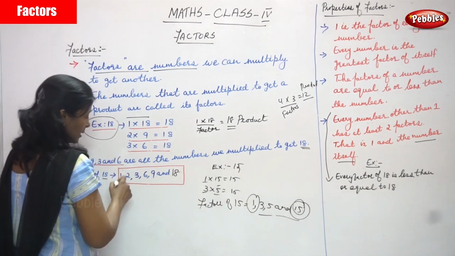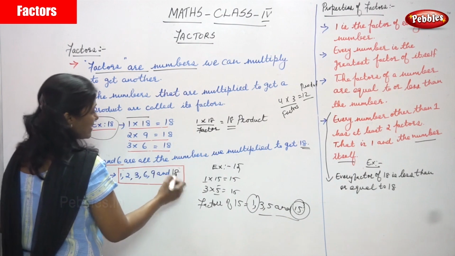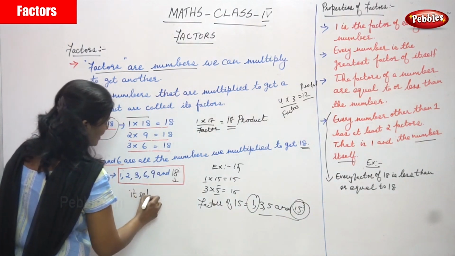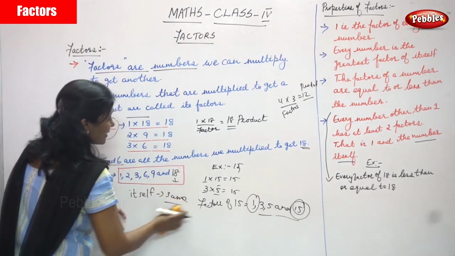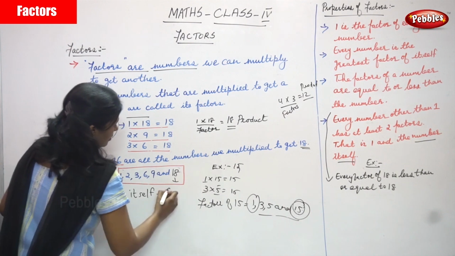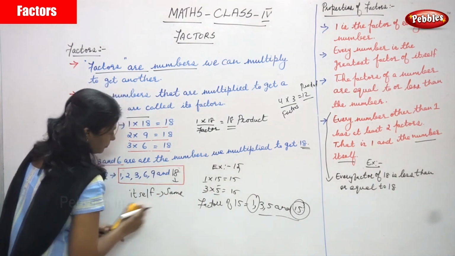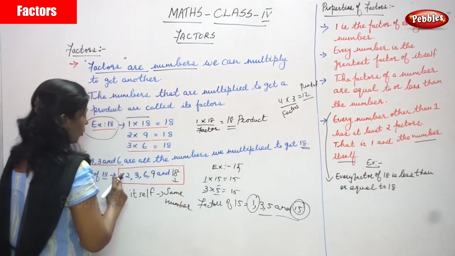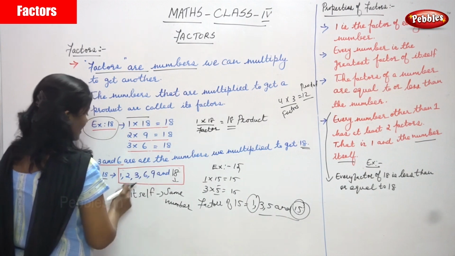So 1 comes, and 18 the same number, that is called as itself. The meaning of itself is same number. Itself means nothing but the same number, and also this number is the greatest number. So 1 and 18, these two numbers are very important.